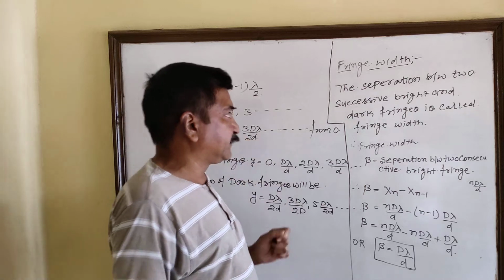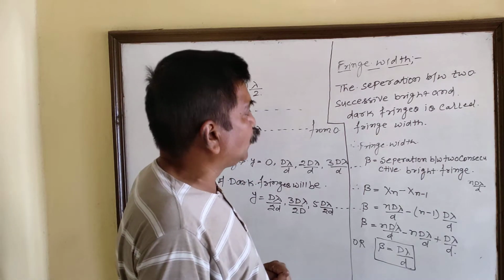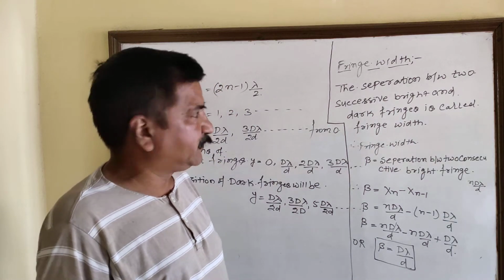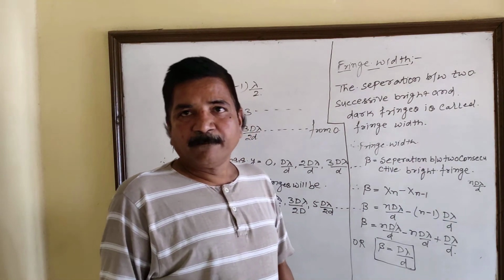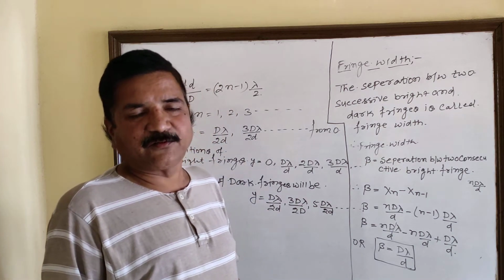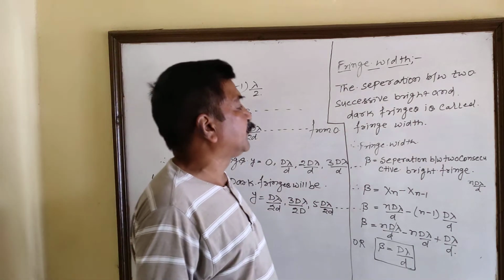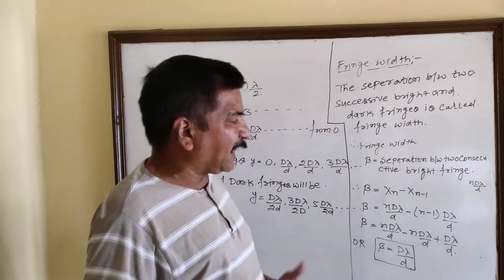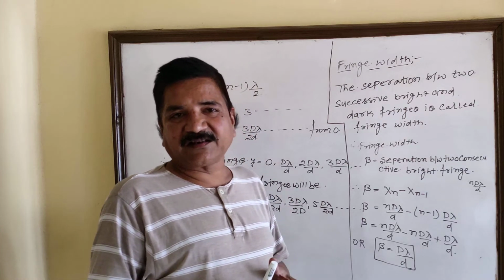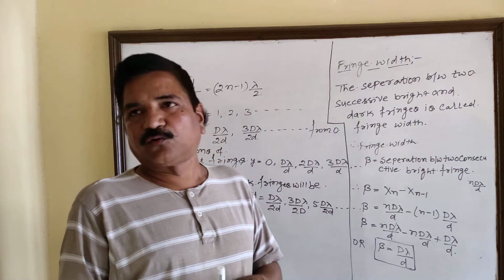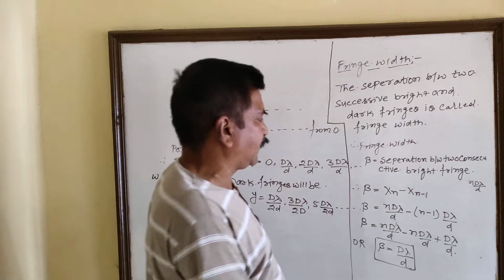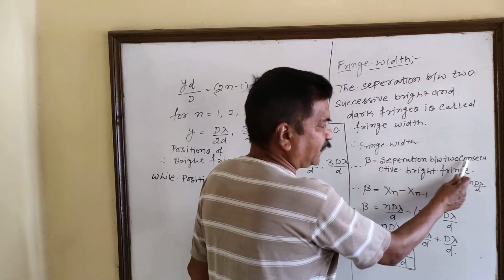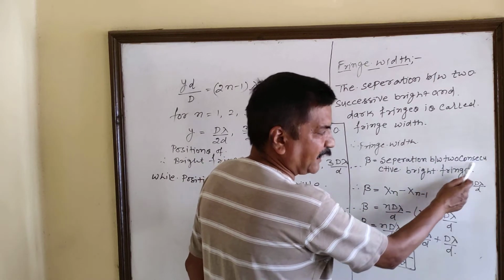The separation between two successive bright or dark fringes is called fringe width. That is, the separation between two successive bright fringes or two successive dark fringes is known as what? Fringe width. So now how can you calculate the fringe width? Fringe width can be calculated by calculating the separation between two consecutive bright or two consecutive dark fringes. So here the formula is given: fringe width beta is equal to the separation between two consecutive bright or dark fringes.